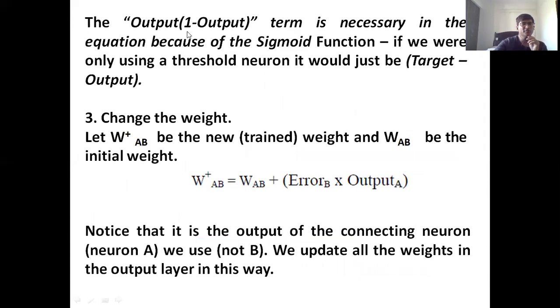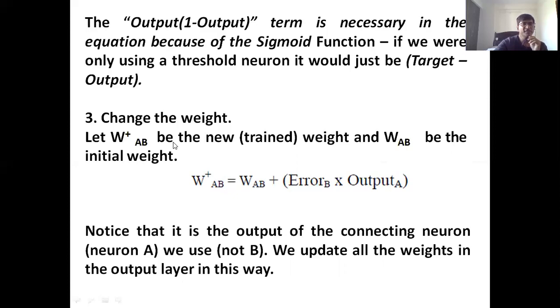the output, which I've already told, the output times 1 minus output term is necessary in the equation because of the sigmoid function. Had there been a very simple, non-differentiable function, then the difference would have been simply target minus output. But that is not a very useful method for calculating the errors, right? Now, once we have calculated those errors, we will also be taking a very working example. I'm just talking right now about the formulas.